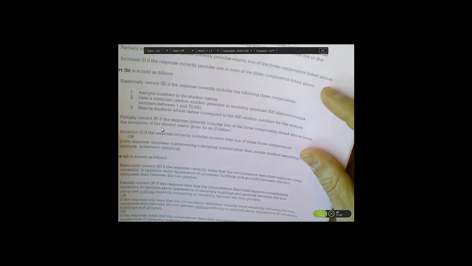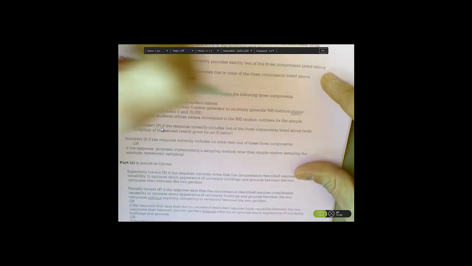Okay, for part B, we get into talking about doing a simple random sample. So taking a look at what I have here, let's take a look at what the scoring says. Okay, so there's three components that you need to meet to earn essentially correct. Assigns numbers to the student names, uses a computer random number generator to generate 500 distinct or unique, no repeats, numbers between 1 and 70,000, and select students whose names correspond to those. Partially correct if 2 out of 3, and incorrect otherwise.